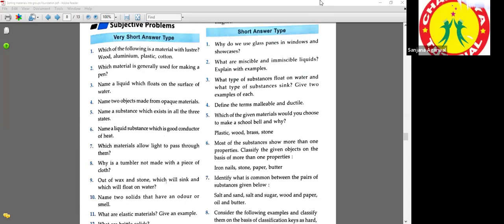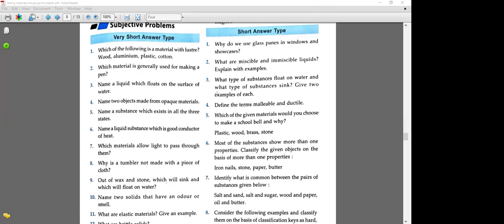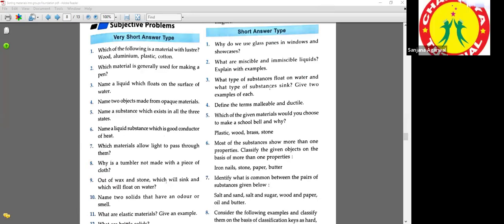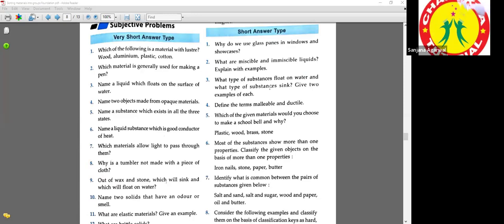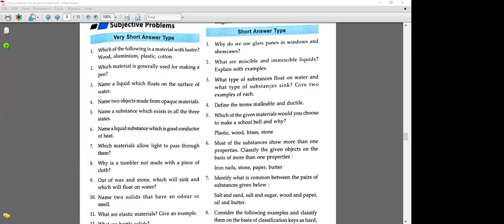Okay. Third, Bhavesh. Bhavesh there? Yes, ma'am. Third. What type of substances float on water and what type of substances sink? Ma'am, float, wood and plastic ball. Sink, coin and stone. What is coin made up of? Any idea, rough idea? Ma'am, coin is made up of metal.